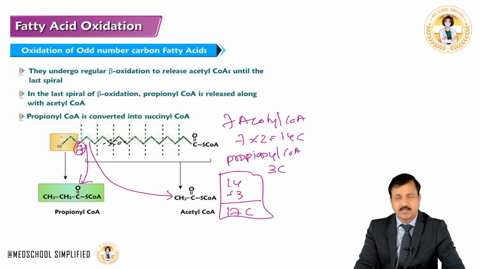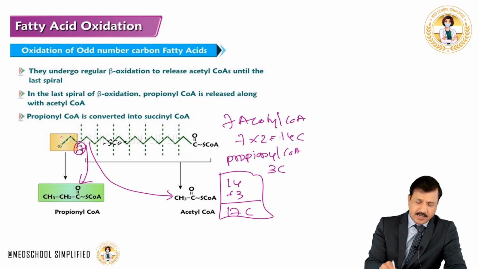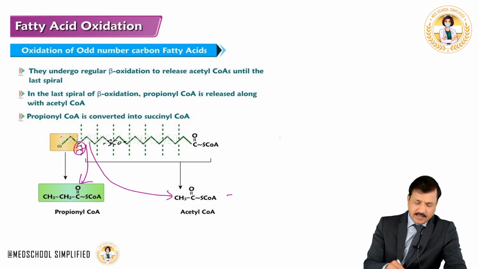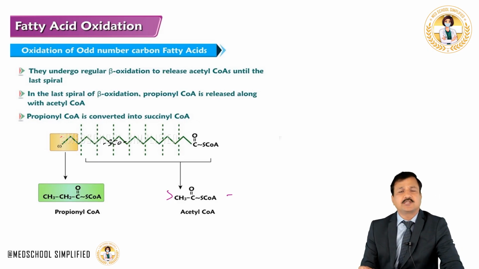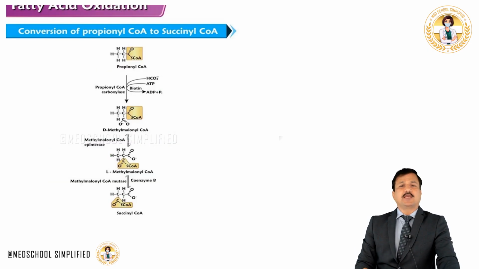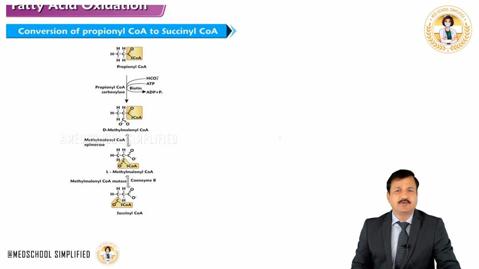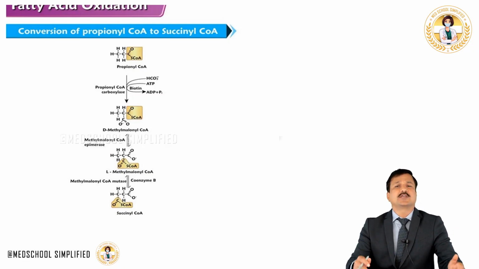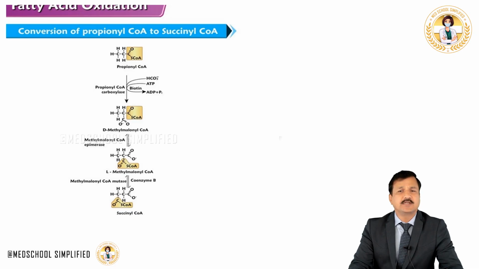All these acetyl-CoAs will go into the TCA cycle, which is going on in the matrix of mitochondria. It will undergo the TCA cycle. Now what happens to the propionyl-CoA? Propionyl-CoA cannot just directly go into the TCA cycle, so it has to undergo further reaction. The propionyl-CoA that is released upon oxidation of odd number carbon fatty acid, in the last spiral, 7th spiral, is that 3 carbon propionyl-CoA.